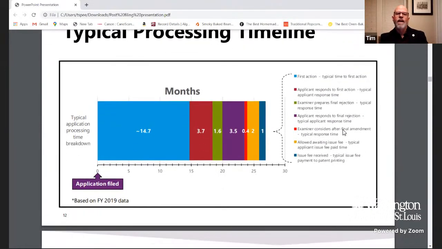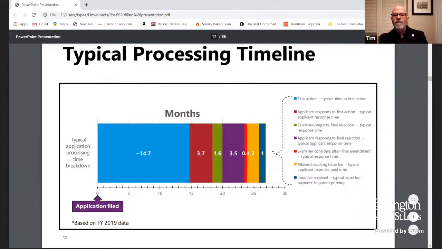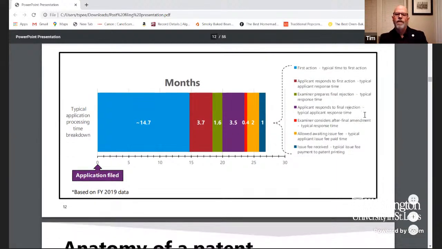Typical processing time, again, this is from fiscal year 2019. So the whole process typically takes a little over, we have 25 months here. It's really somewhat art specific. Some areas move faster than others.